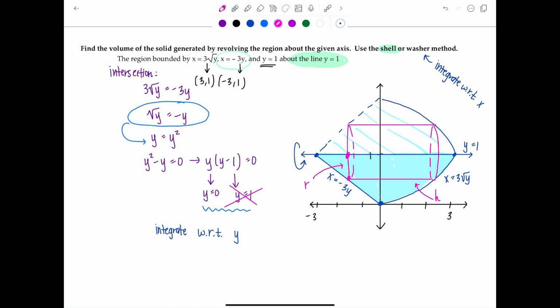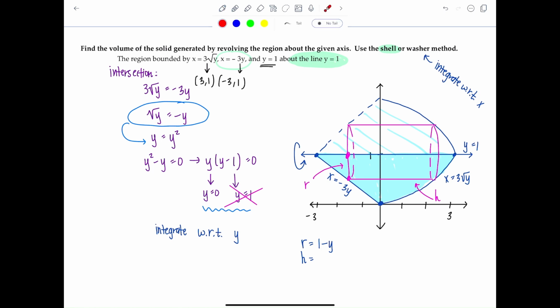Okay, let's figure out what they are in terms of y. Radius and height. Let's do the radius first. Radius. Go from the center to the edge, top minus bottom. Who's this? That's y equals 1. Minus, no, you don't use the function for the radius, only x or y. In this case, we're integrating with respect to y, so it's just going to be 1 minus y.